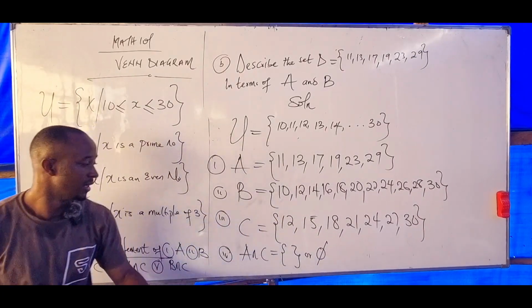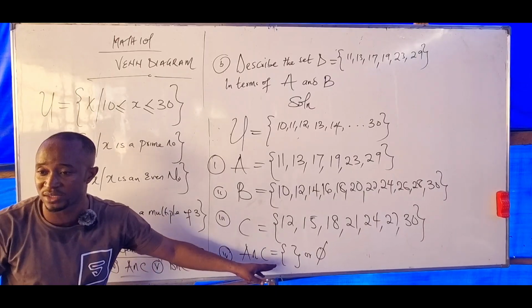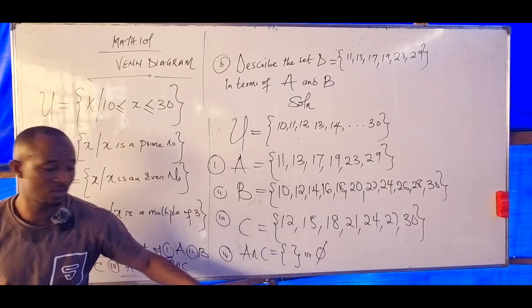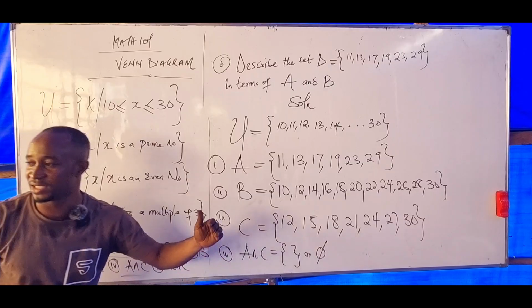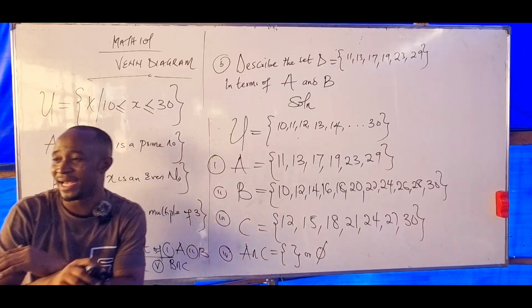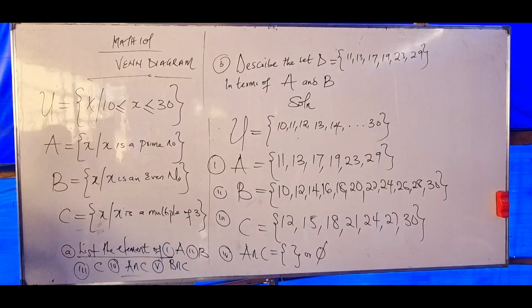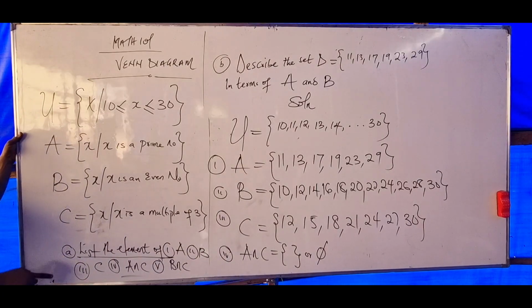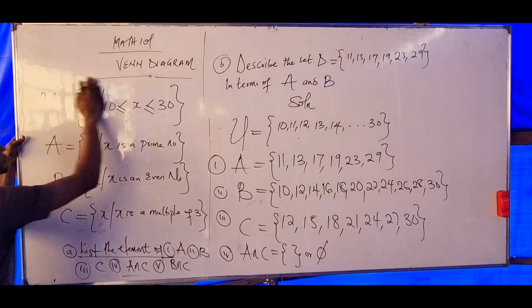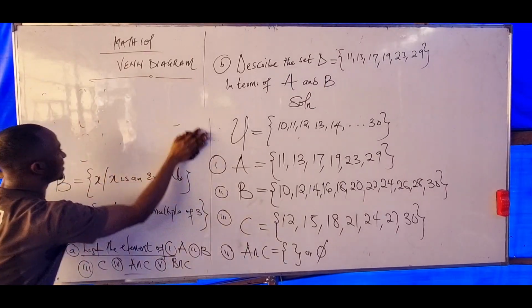Nothing is common. That means A and C are called what? Disjoint sets. What are disjoint sets? Sets that have no element in common. Are you there, somebody? Okay. Correct me here. Let's find B intersection C. What is the answer there?